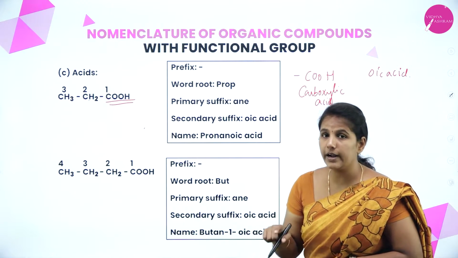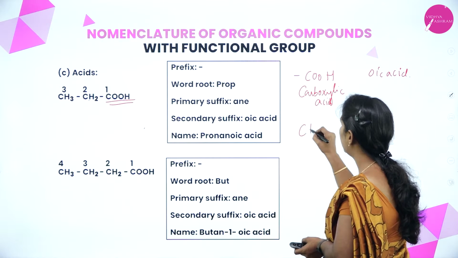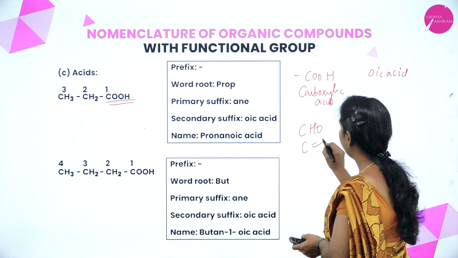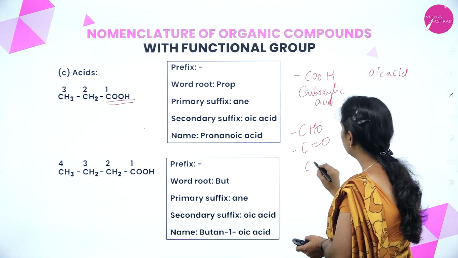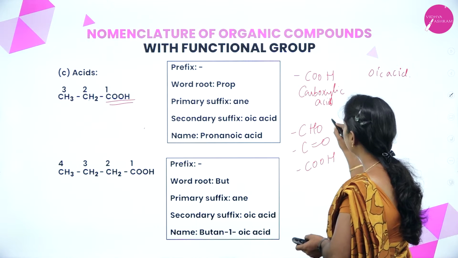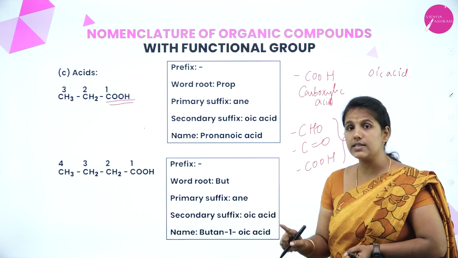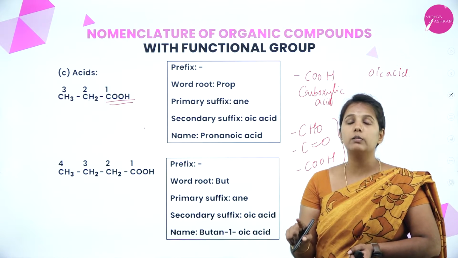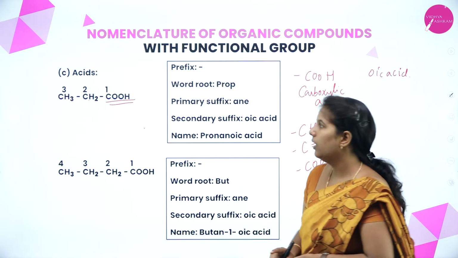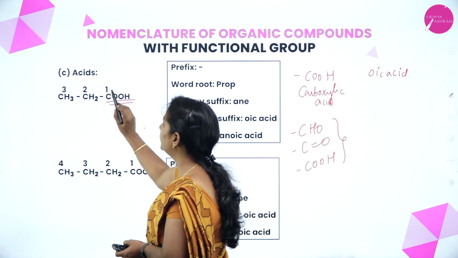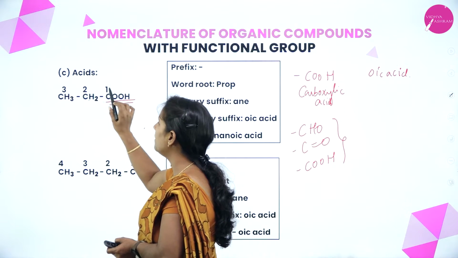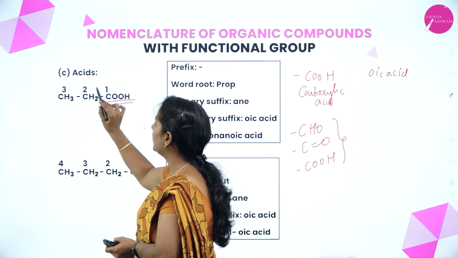Which are the functional groups containing carbon? You can see that in the aldehyde, in the ketone, okay, in the carboxylic acid, all these functional groups also carry the carbon. So that carbon atom also should get the least number. That is why I have given 1 for this carbon atom. So it should be numbered from right to left and it is 1, 2 and 3.